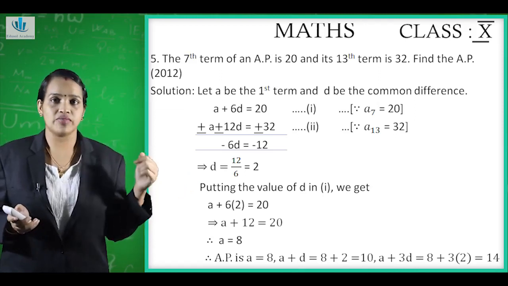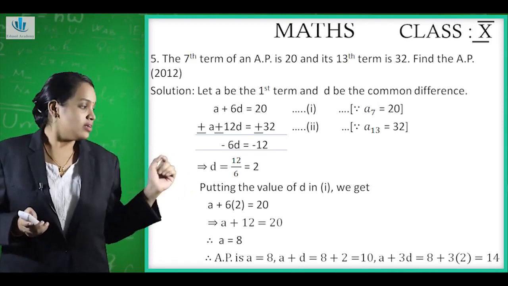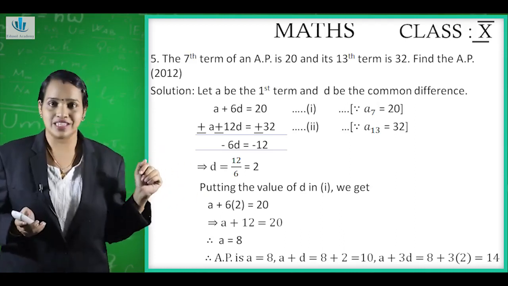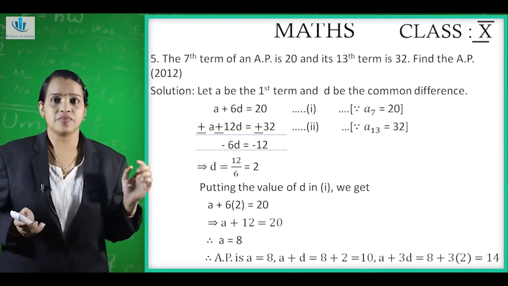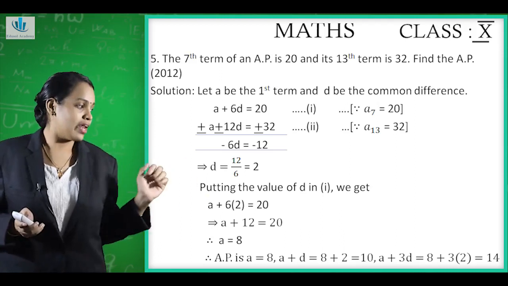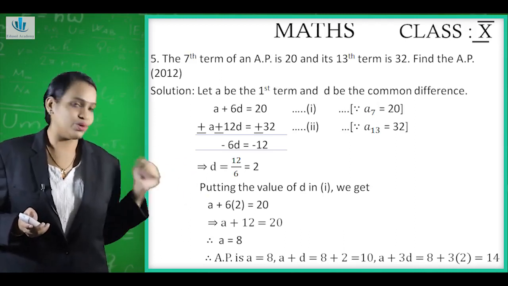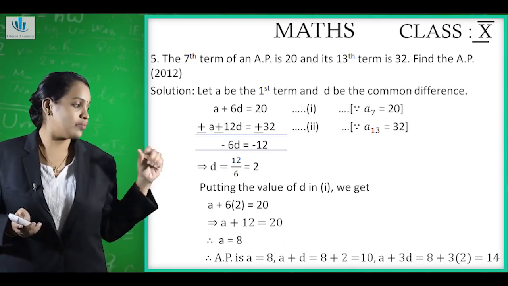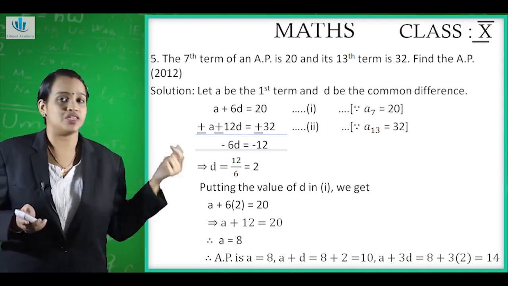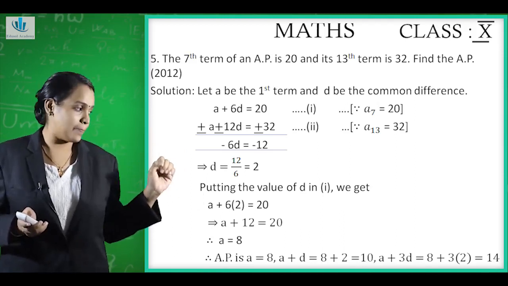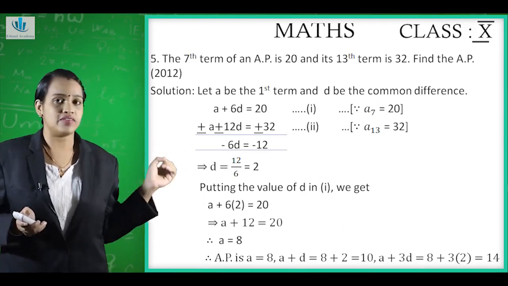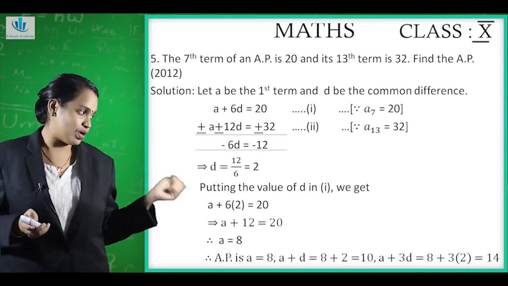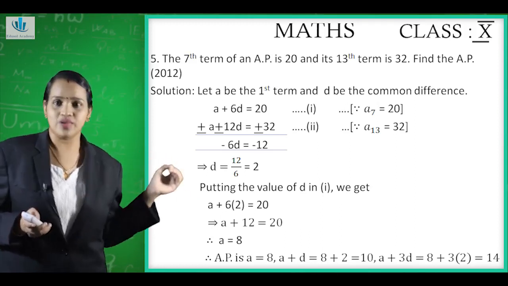Now when we solve it, subtracting, it becomes minus 6D, which is equal to minus 12. Therefore D becomes 12 upon 6, which is equal to 2. Putting the value of D in equation 1, it becomes A plus 6 into 2, which is equal to 20. A plus 12 is equal to 20. A is equal to 8.